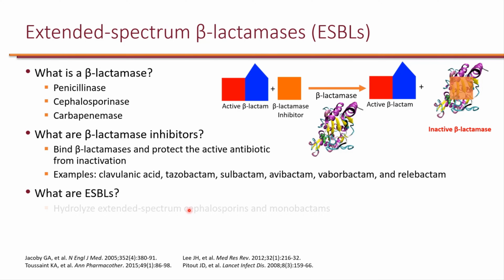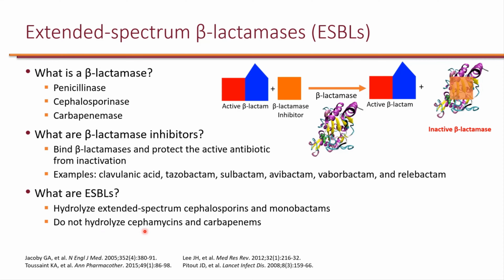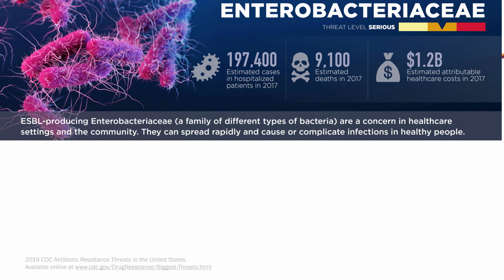Now, what exactly are ESBLs, or extended spectrum beta-lactamases? These are the enzymes that can hydrolyze extended spectrum cephalosporins and monobactams. And extended spectrum cephalosporins are essentially 3rd generation cephalosporins, such as ceftriaxone. And they do not hydrolyze cefamycins, which are a subset of 2nd generation cephalosporins, and they can also not hydrolyze carbapenems. Now, ESBLs are susceptible to most beta-lactamase inhibitors with the exception of sulbactam. So sulbactam does not have good activity or affinity against ESBLs.